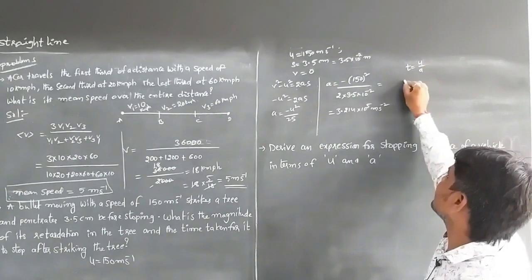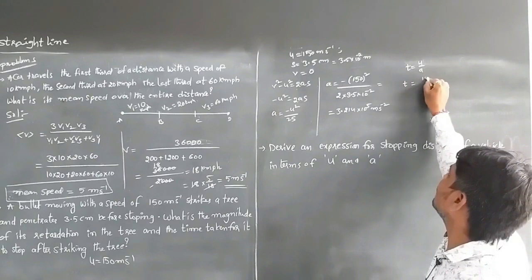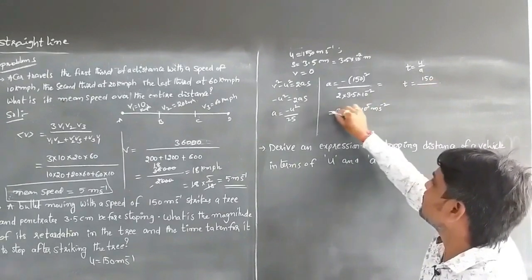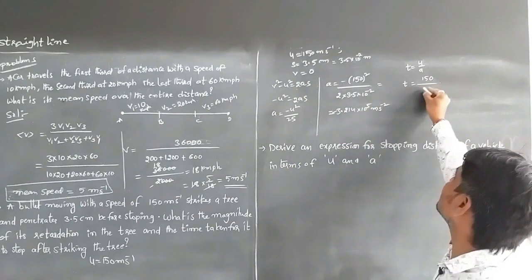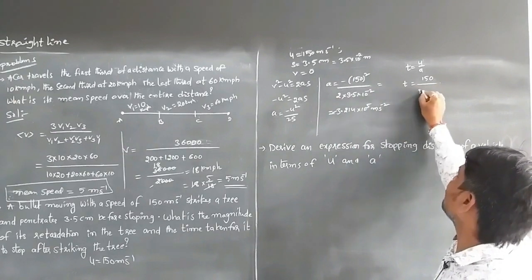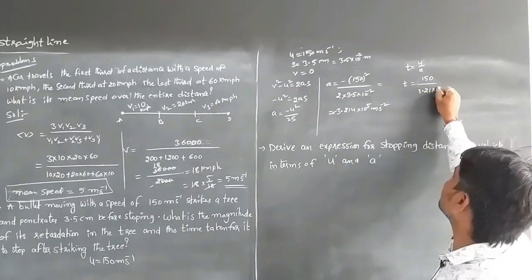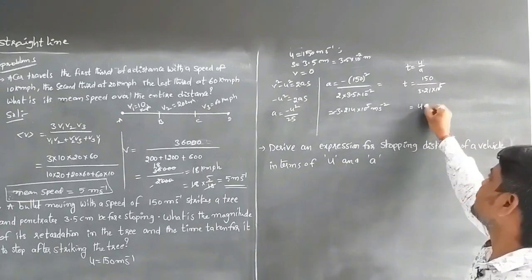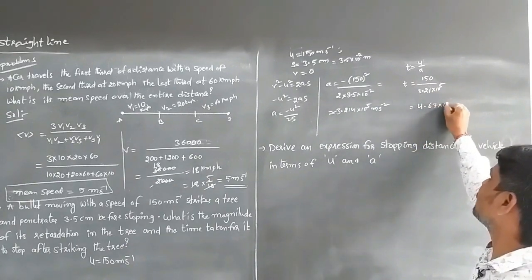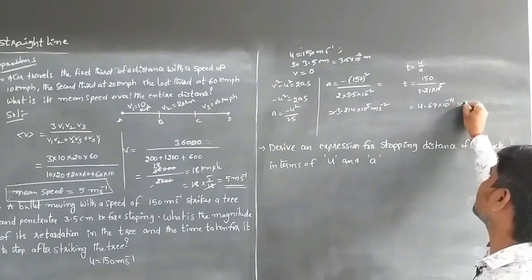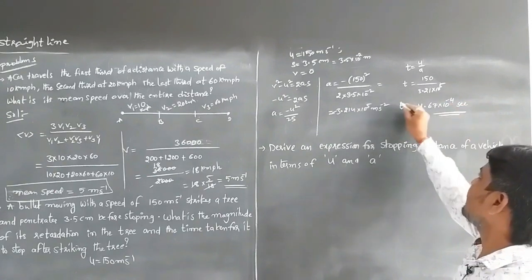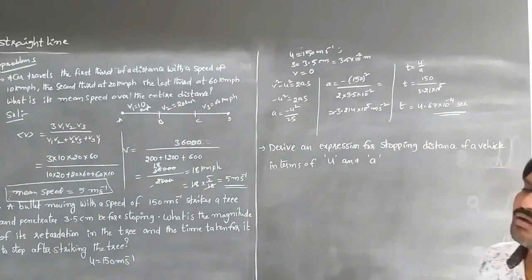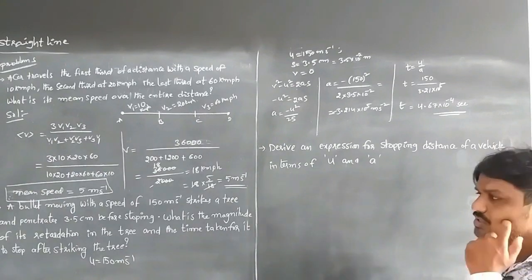From that formula we can write t is equal to u, that is 150, by a. The negative symbol indicates retardation. So a is equal to 3.21 into 10 to the power of 5. By the calculation, t is 4.67 into 10 to the power of minus 4 second. This is the time taken to stop the body.